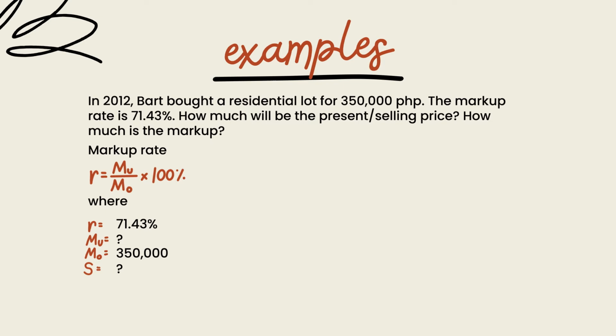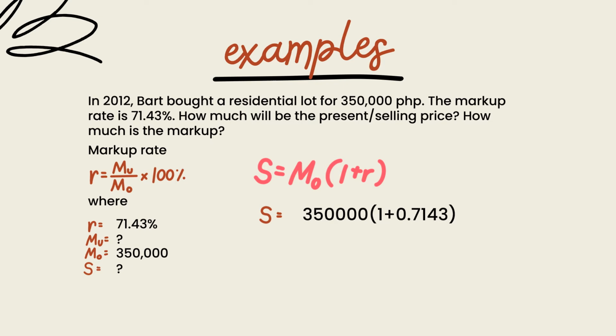So, ganun pa din. So, from our previous formula, you could just manipulate it. So, we have here S is equal to M sub O times 1 plus R. So, yung selling price natin, sa ganyang formula daw natin malalaman. So, you have 350,000 times 1 plus 0.7143. And then you have 350,000 times 1.7143. And it gave us 600,005.